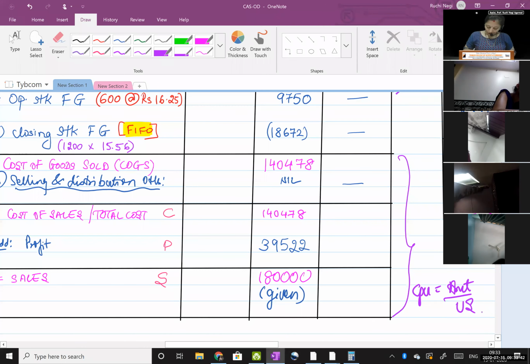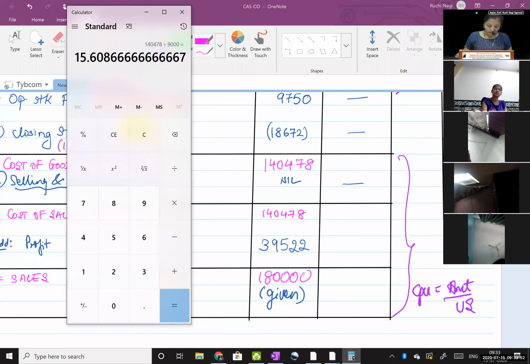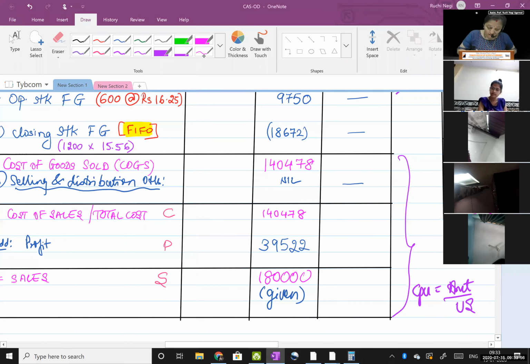Okay. So let us start. How much is my COGS? 1,40,478, divided by units sold, 9,000 units. So the answer is 15.608. So I'll make it 15.61. Okay. 15.61. Coincidentally, both the answers are same, COGS and cost of sales.